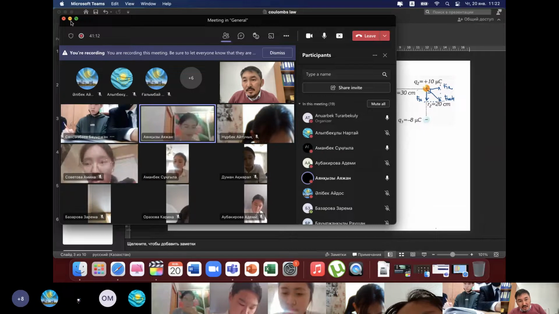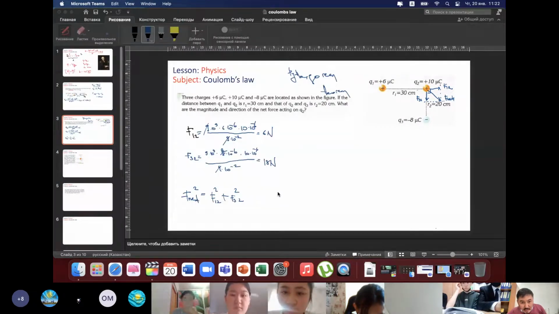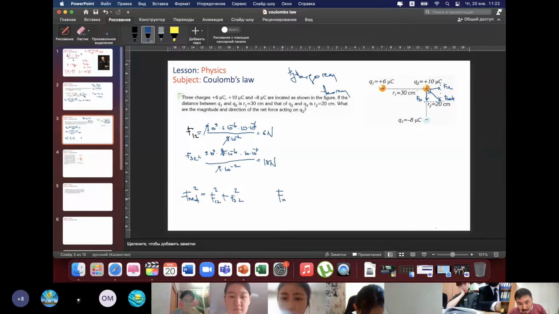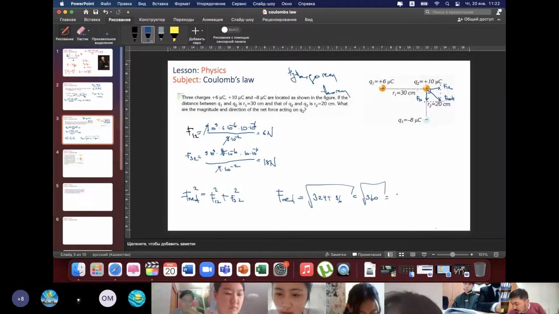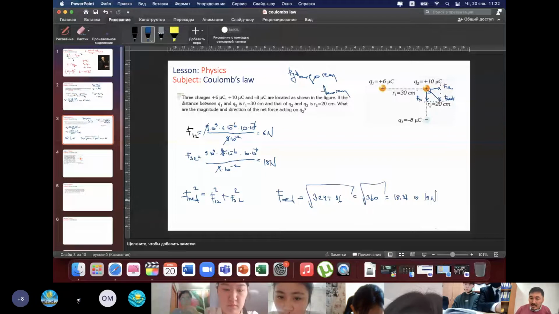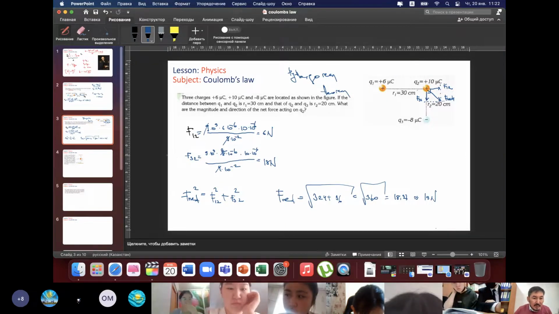Okay, let's check it. Now my F-net squared equals 18 squared, that's 324, plus 6 squared, that is 36, and that will be 360. If I take the root of this, that will be exactly 18.97, but it is approximately 19 newtons. Thank you, Ayajan. That's correct. Okay. Last question for this lesson, please.